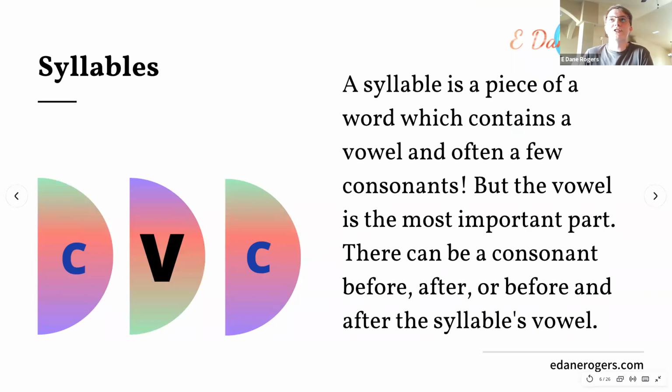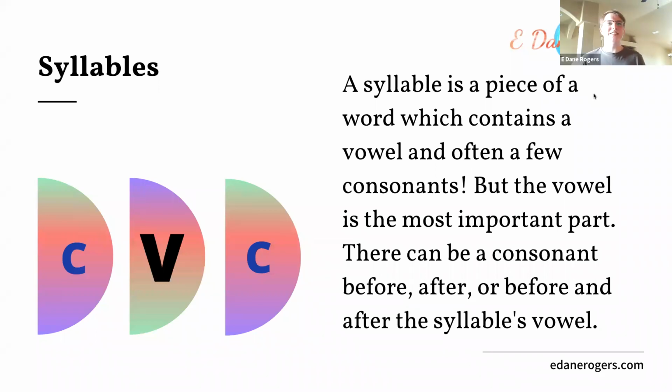All right, so let's jump into syllables. And I've got a little definition here. Could you read this for me? A syllable is a piece of a word which contains a vowel and often a few consonants. But the vowel is the most important part. There can be a consonant before, after, or before and after the syllable vowel.